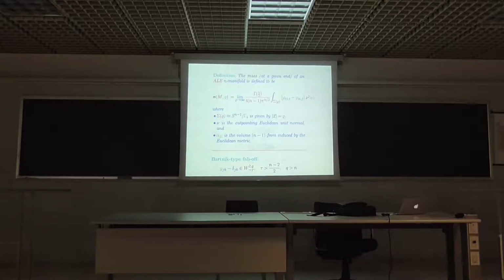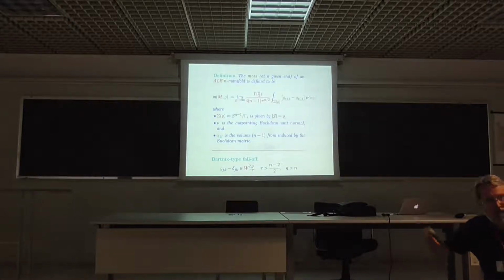Bartnik chose a very similar set of fall-off conditions with the same kind of rates of fall-off, but he actually assumed that the difference between the given metric and the Euclidean metric was in a certain weighted Sobolev space. So here we're asking that these are L^q type conditions on the metric and on the first two derivatives with fall-off at this rate, and the convention is that as you take a derivative, you subtract 1 from this fall-off rate.